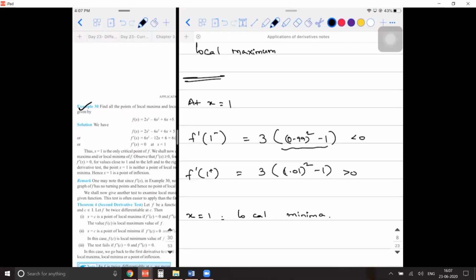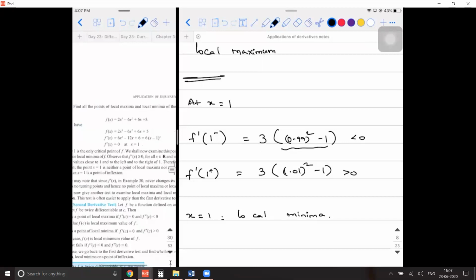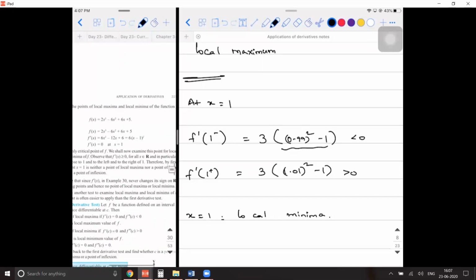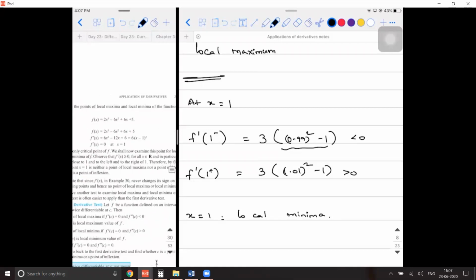So write it down. This problem is a special case. I'll tell you what it is.